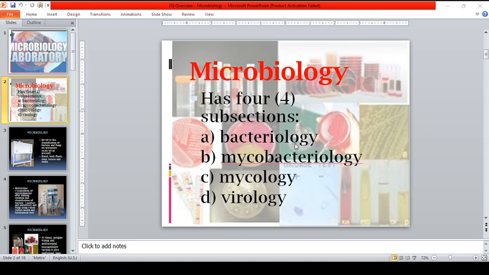So, there are 4 subsections: bacteriology, mycobacteriology, mycology, and virology, depending on the microorganism that is intended to be tested. Okay, so guys, though parasitology is under microbiology, the tests that are commonly requested to assess parasitism are under clinical microscopy. So, yun yung nangyayari sa ating clinical lab. Kahit ang parasite ay under ng microbiology, in the actual clinical laboratory testing, under sila dun sa clinical microscopy section. Okay?